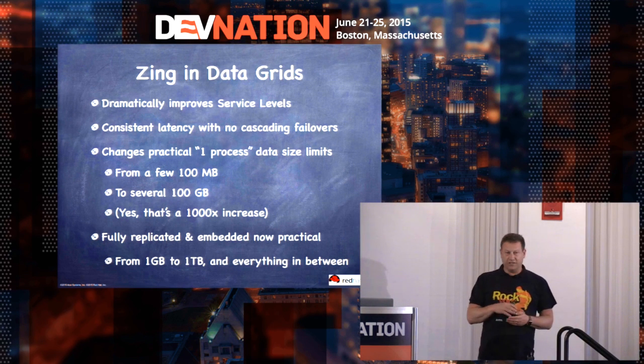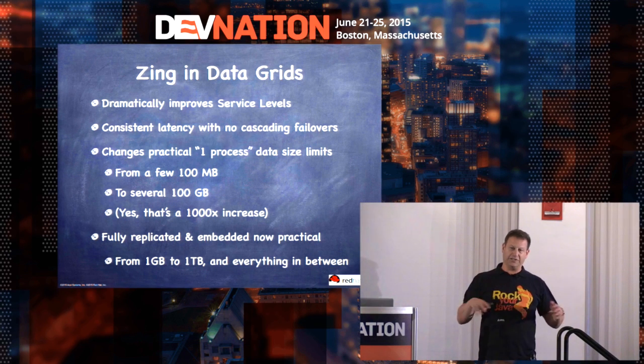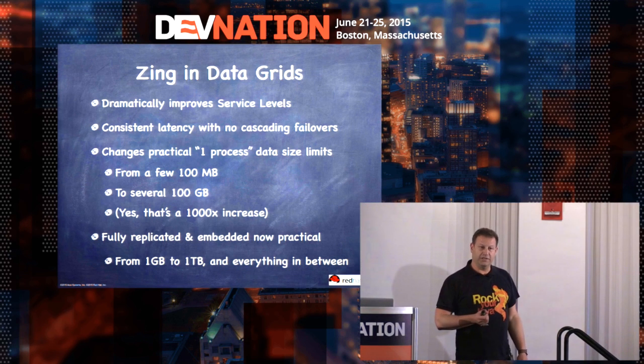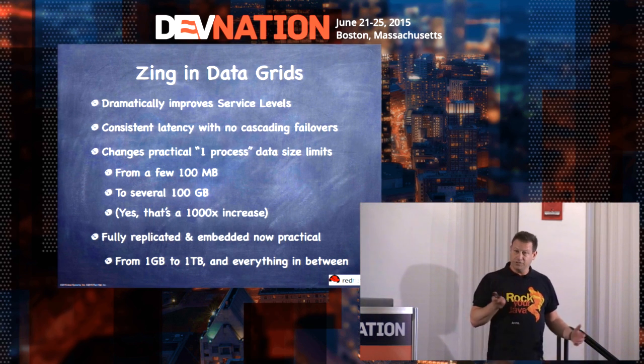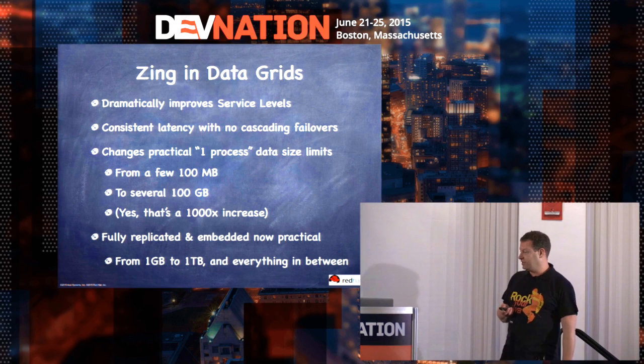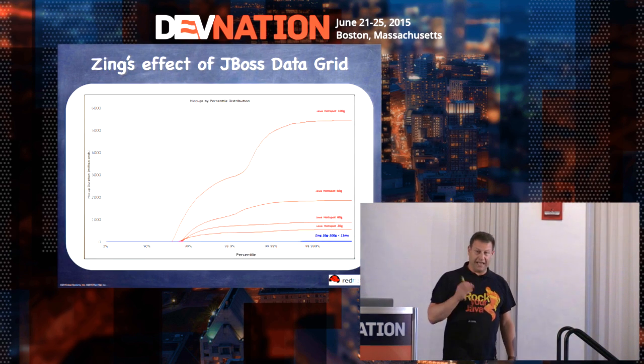And whether you're running a gigabyte or 10 or 100 or all the way to terabytes, it's practical in one machine, commodity today. There's no extra tax for that. You could go to Amazon, get a 240 gigabyte heap right now for about $2.80 an hour. So these are practical things that are not hard to get. Show you that on JBoss Data Grid and the actual effect.